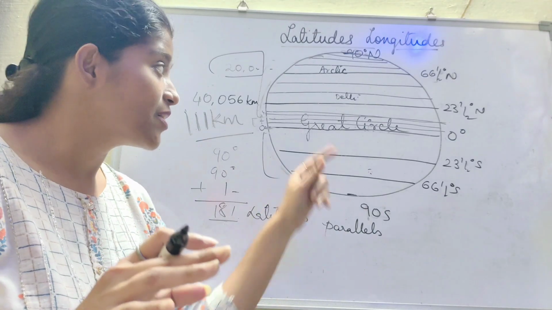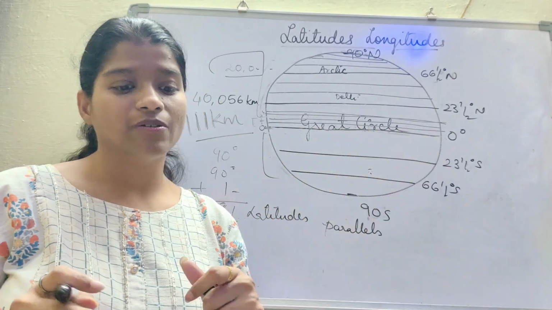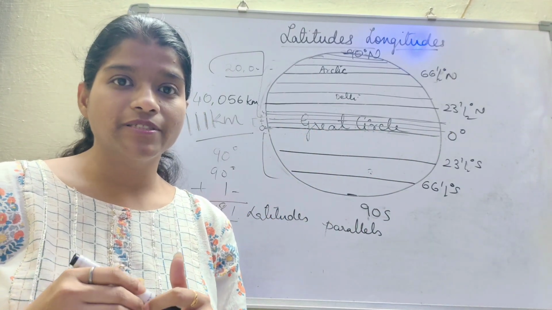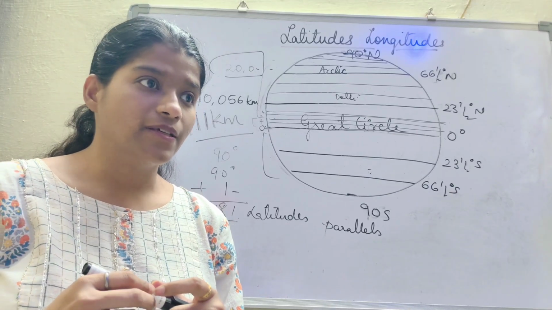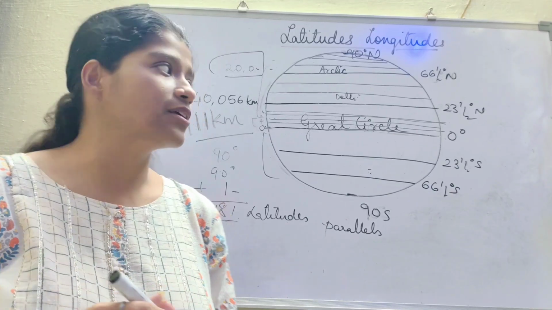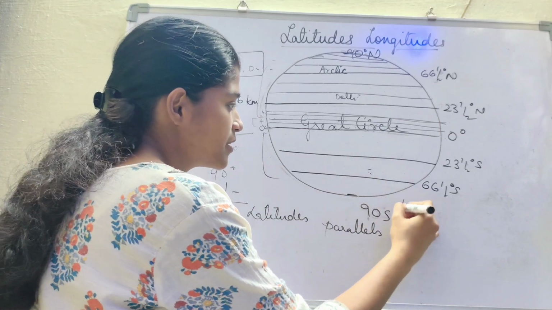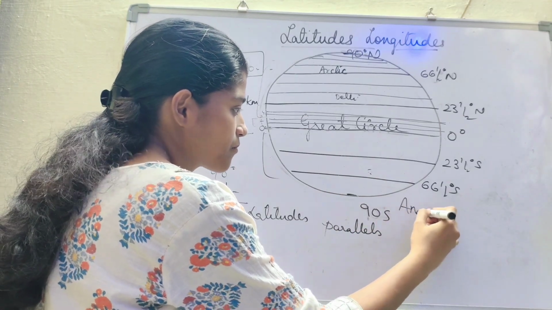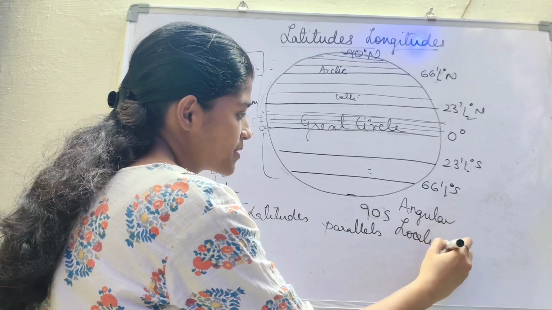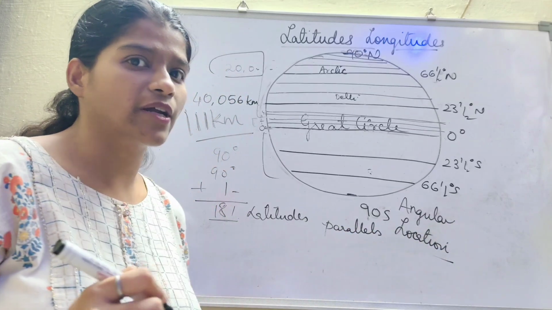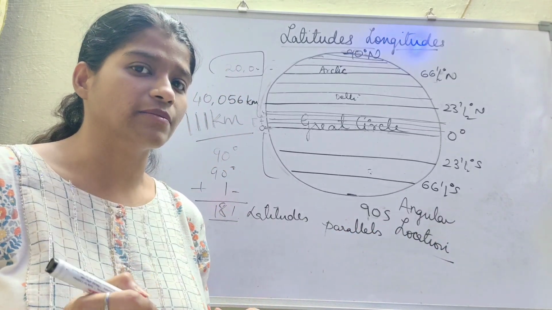How are we seeing this? We are considering this as the baseline. So latitudes help us to know the location of a place. This location is called the angular location of a place, whether a place is located in the northern hemisphere or in the southern hemisphere.